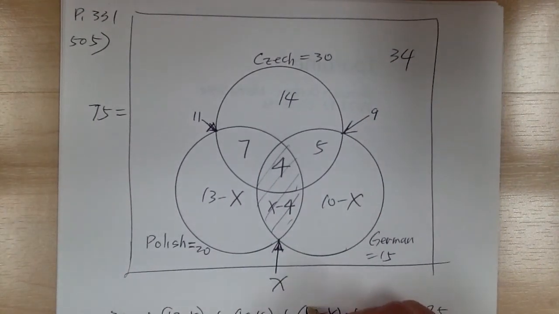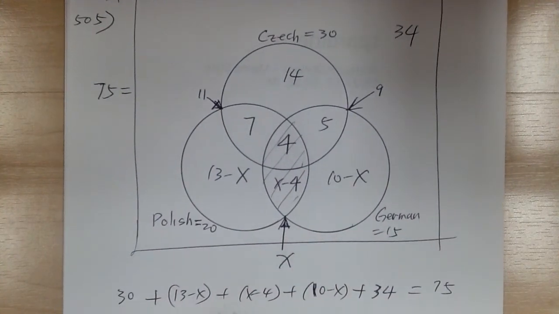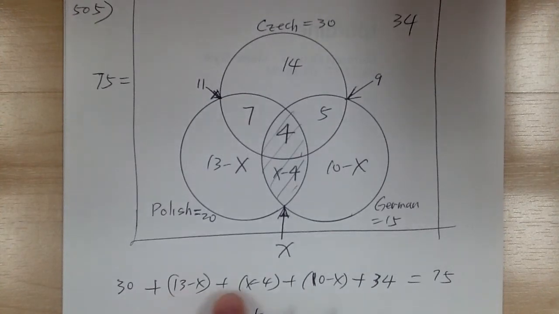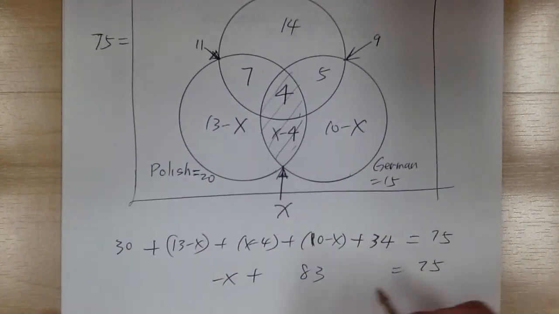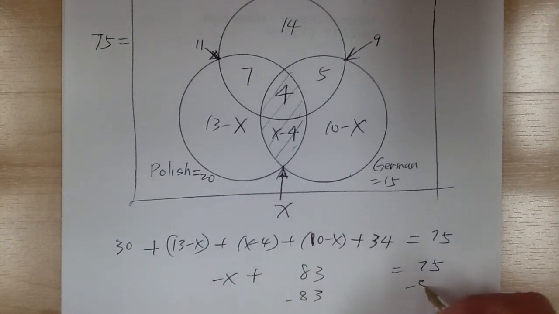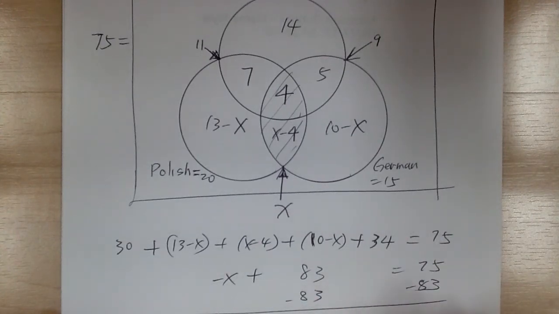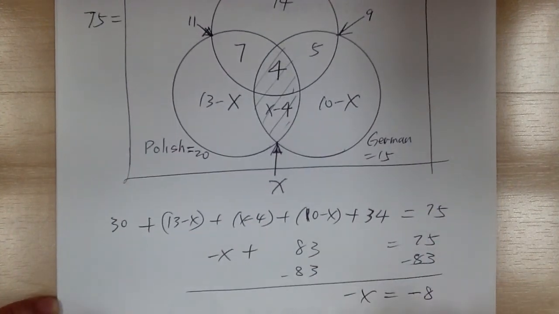Okay, so you combine the like terms. First do the variables. You got negative x, positive x, minus x, so you got negative x. Plus the numbers, you got 30 plus 13 would be 43. Minus 4 would give you 39. Plus 10, 49. Plus 34 will give you 83. And this will equal 75. Now to solve this, I'm going to just minus 83. So you got negative x equal to negative 8. So x equals 8.